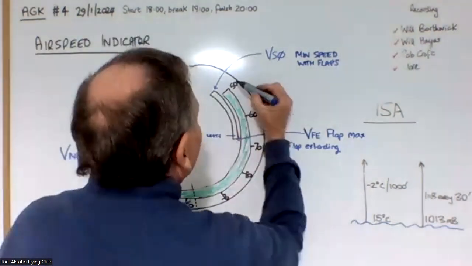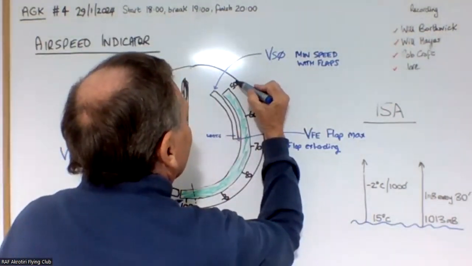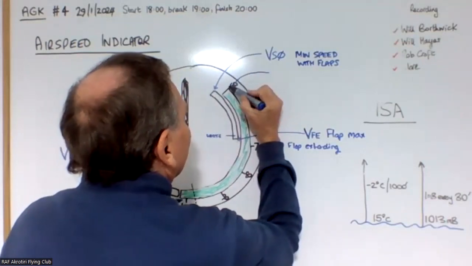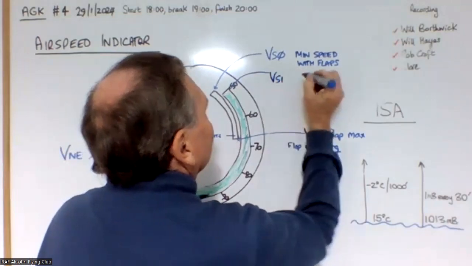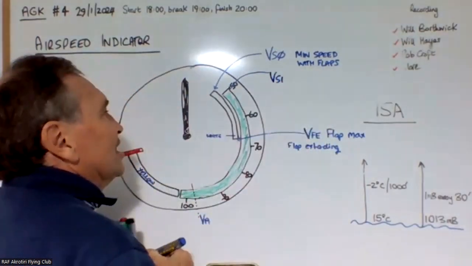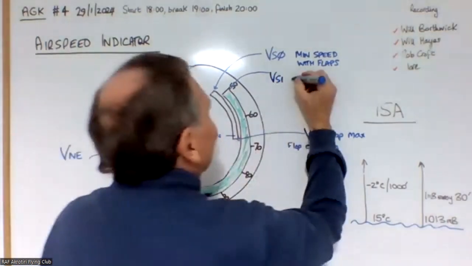So this speed here, the end of the green arc, is called VS1. So this is the minimum speed without flaps.